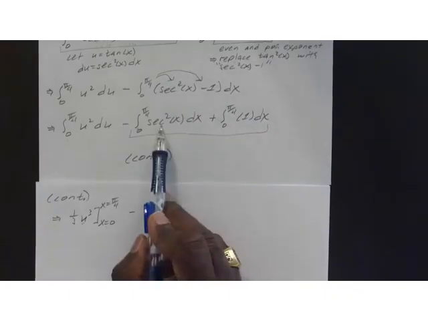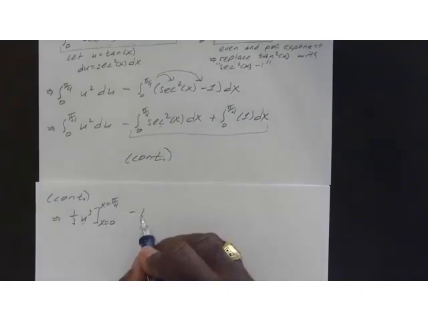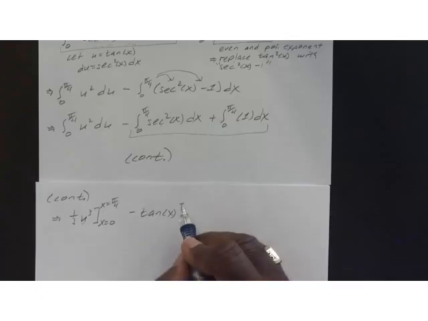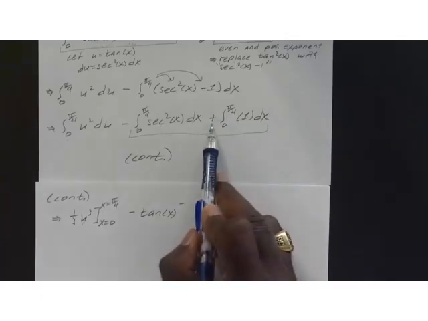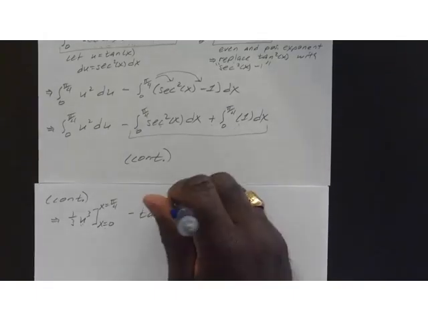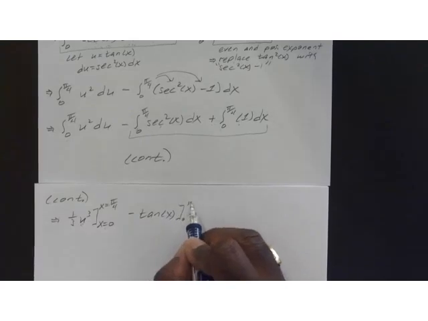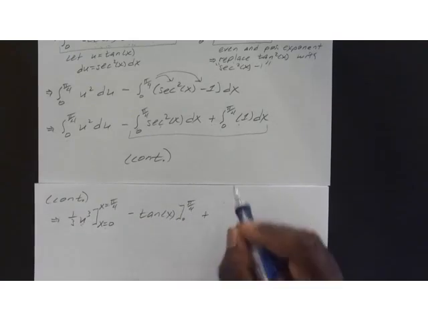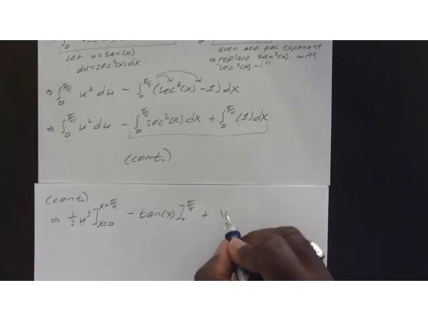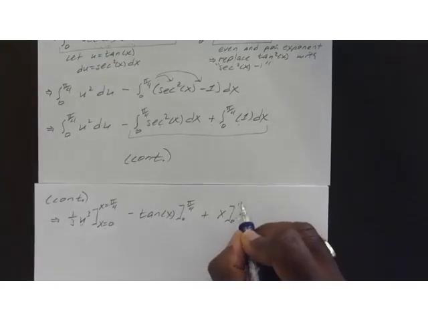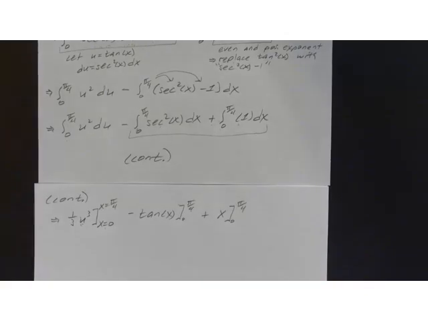Minus the integral of secant squared. The integral of secant squared is tangent of x. Actually, we just do both of those together. Plus the integral of 1, which is just x. They're already separated, 0 to pi over 4, plus the integral of 1 is just x. So that's x from 0 to pi over 4.